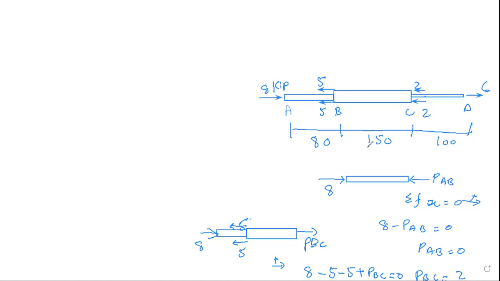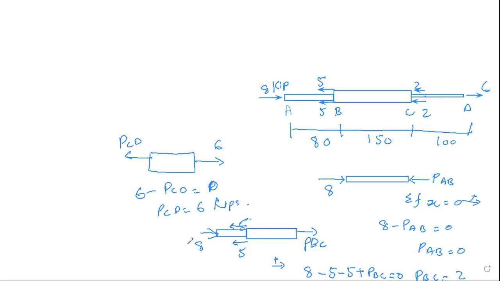Now for the third member, we cut the section from another direction, from this direction. When we cut the section, it will be like this. This is 6 and this is suppose PCD. So then 6 minus PCD equals 0, and then PCD is equal to 6 kip.